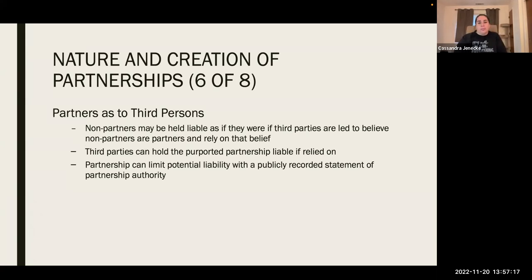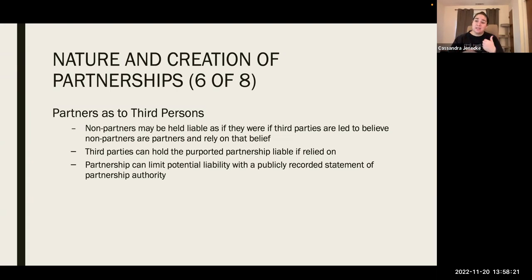Now, non-partners can be held liable for issues related to the business organization, the partnership itself, as if they were partners, if third parties are led to believe that the non-partners are partners and they rely on that belief. A good example of that can be instances where two or more individuals own a business and they utilize a manager for day-to-day operations of that business. The manager engages in partner-like activities, including contracting for the business, engaging customers, clients, bringing on business, eliminating business, things of that nature. And let's say, for example, a third party relied on their perception of the implied partner nature of the manager.